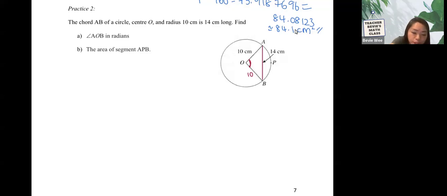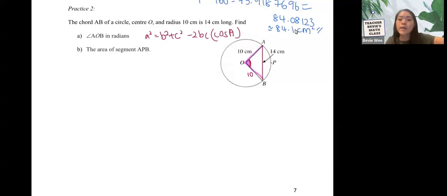Same thing, right? V-shape angle in between. This is a cosine rule. So I'll write down the cosine rule, whether in degree mode or radian mode, it is the same formula: a square equals b square plus c square minus 2bc cosine A, whereby the angle in 2bc cos A is the V-shaped angle in between. It's the same formula.